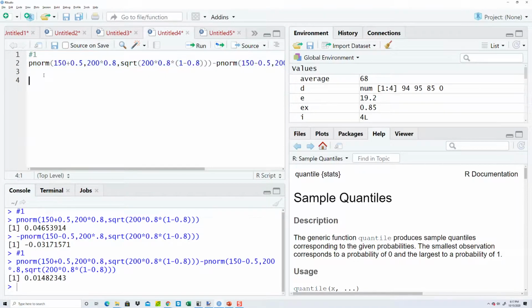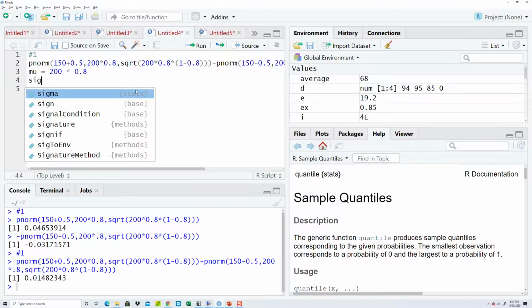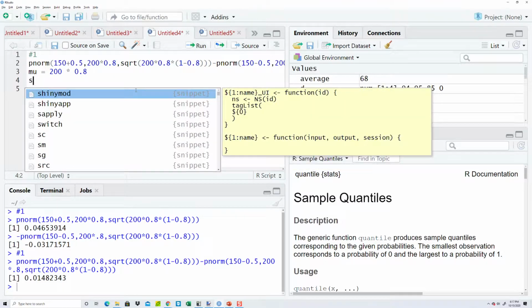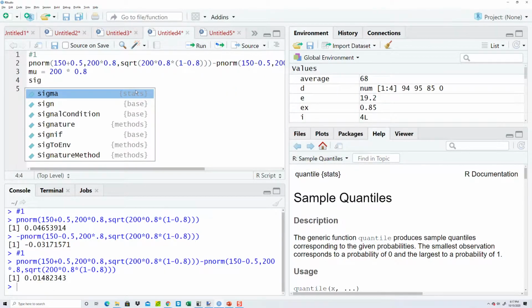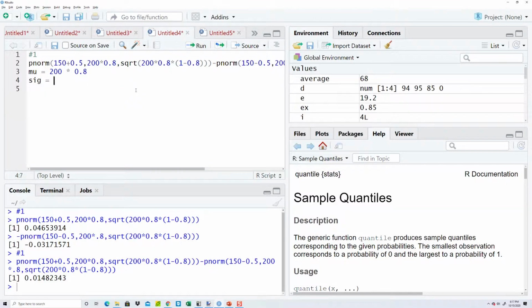Now, instead of doing it that way, because that gets kind of cumbersome typing it all in. Mean is a reserved word, I'm assuming. Mu. Mu is equal to n times p. So I got 200 times 0.8. And sigma must be a reserved word. Sig is equal to square root of 200 times 0.8 times 1 minus 0.8.